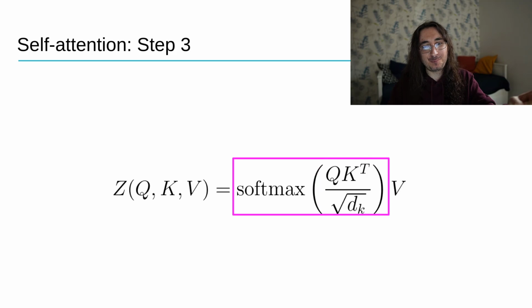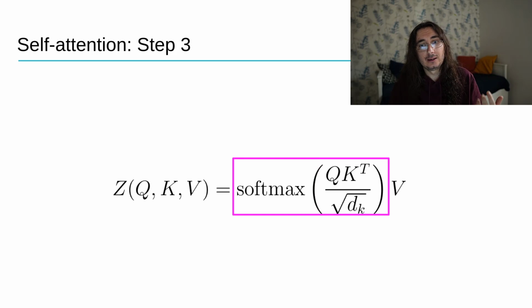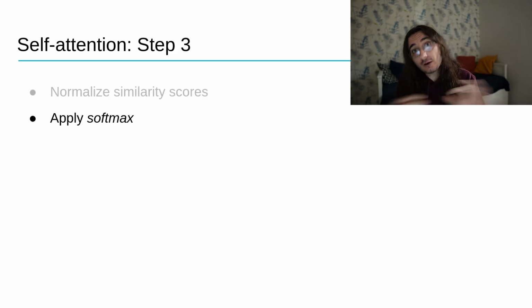Step 3 is basically moving from this guy to this guy. So we have to apply softmax. Why do we do that? Well, up until now we have a scaled score or similarity matrix, but of course it's not normalized. We have values all over the place. We want to normalize that because it's just nicer. So we're going to normalize that during step 3. We normalize the scaled similarity scores applying softmax.